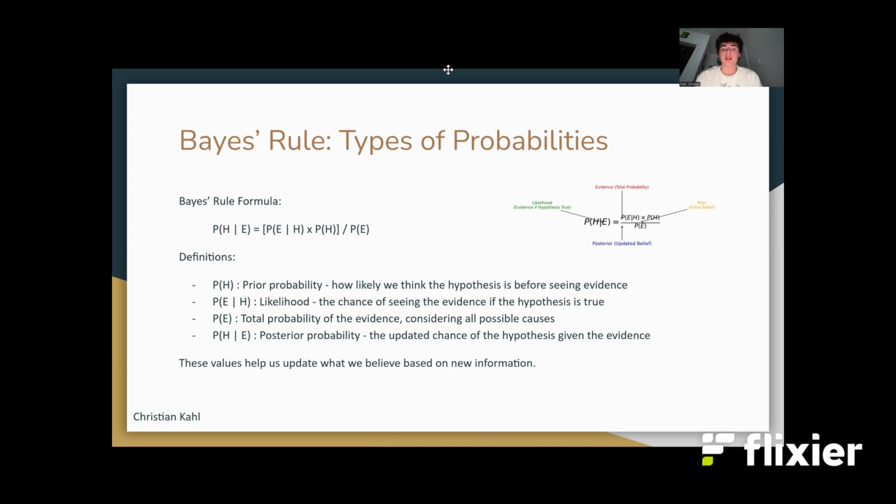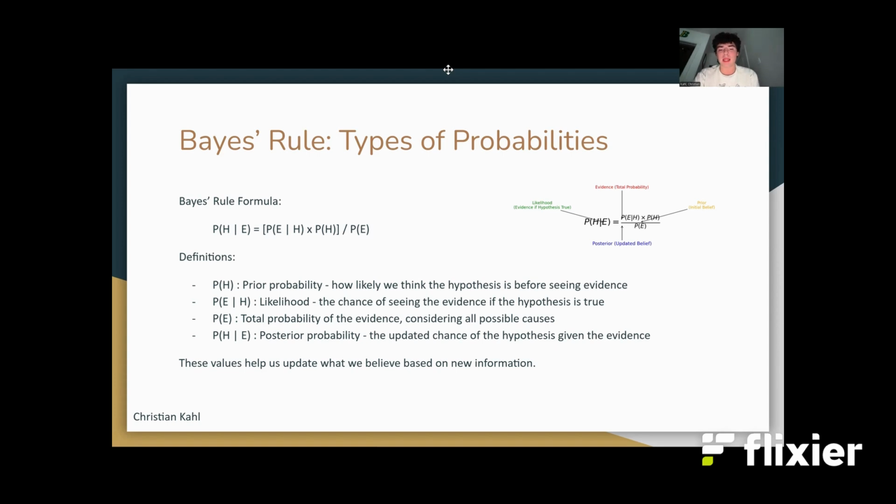Hi, I'm Christian Call, and I'll explain the different types of probabilities used in Bayes' rule, then apply it to a problem, and finally solve it. Bayes' rule is a formula that combines different kinds of probabilities to help us calculate how likely something is after we've seen new evidence. The rule is written like this. The probability of the hypothesis given the evidence, that's P(H|E), equals the probability of the evidence given the hypothesis times the probability of the hypothesis divided by the total probability of the evidence.